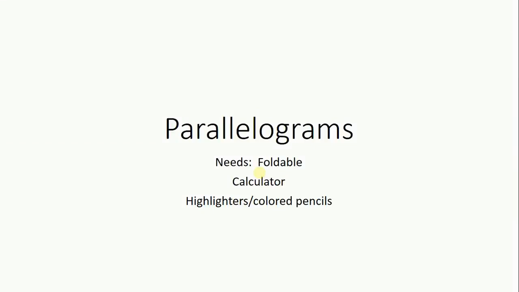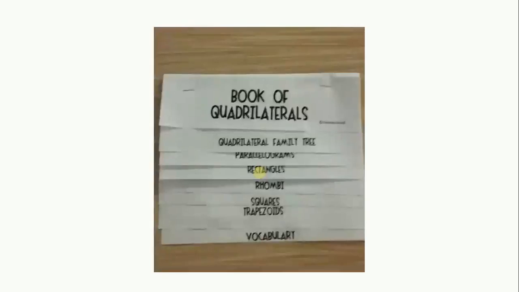So today we're going to look at parallelograms. What you're going to want to have on you today is the foldable that you made in class with me. You're going to want a calculator just to do some simple math, and then you're going to want a highlighter and color pencils to kind of draw on some of the diagrams today. You're going to want to grab out the quadrilaterals book that we made together in class, so go ahead and find that in your bag or in your notebook.